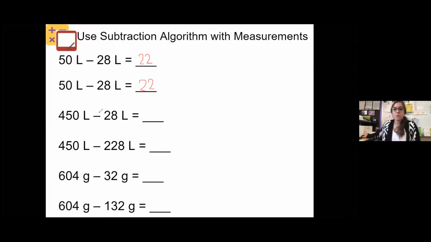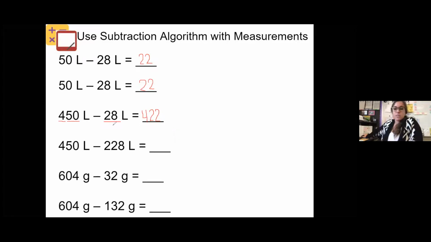All right, now the next problem is very similar. I still see 50 and I still see 28. Now what's here is 400. So I know 50 take away 28 is 22. But I can't forget about this 400. So this 400 goes straight to my answer. And my answer is 422.